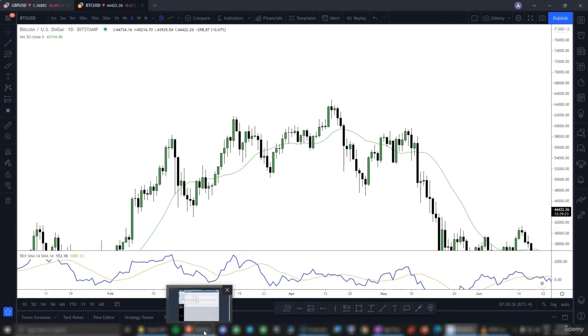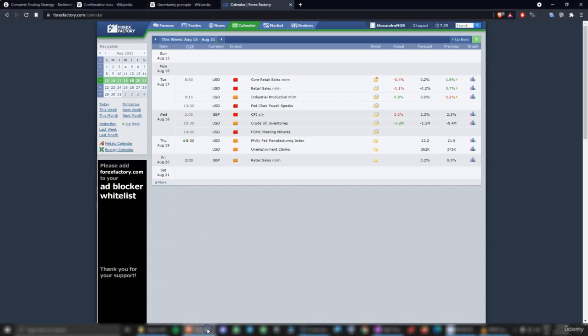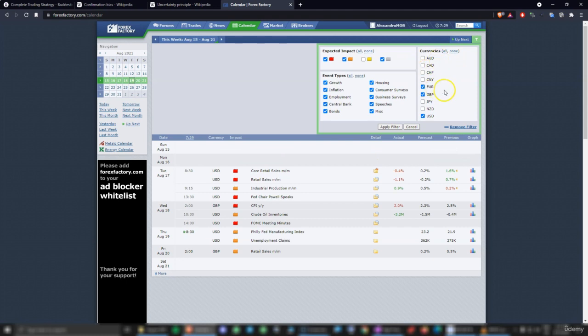Everything you know about trading, every piece of information you have, is not going to affect the asset you're about to trade. And this is also true for the economic calendar. I like to use the one from forexfactory.com. You'll see that you have a lot of news every day. I filtered this. You can filter currencies, so I put Euro, GBP, USD, the main currencies. Expected impact: this is high impact news, medium impact, and bank holidays, for example, which are non-economic. Then event types, all of them: growth, inflation, employment, central bank, bonds, housing, consumer surveys, and so on.